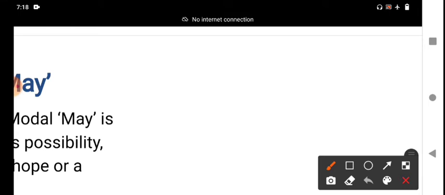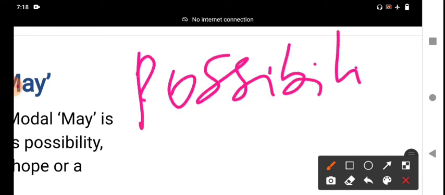May is used to express mainly possibility. This is more important. You should remember this word, possibility. That means when you use may in a sentence, the intention of the speaker is to express possibility. For example, I may get good marks in my examination. In these modal verbs, for any subject there is no change of the modal verb. He may get good marks, I may get good marks, they may get good marks.